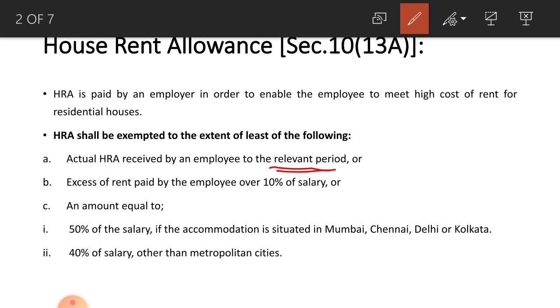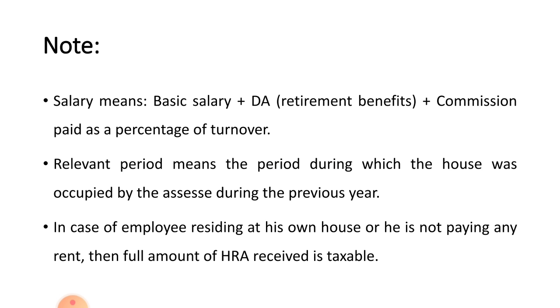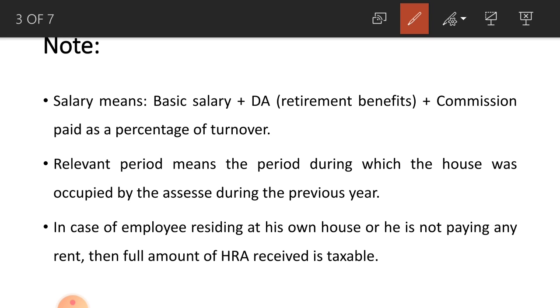Next one is excess of rent paid by the employee over 10% of salary, that is rent paid minus 10% of salary. Here salary includes basic salary plus DA if that DA is considered as retirement benefit. If DA is not considered as retirement benefit, you cannot consider DA for the purpose of salary. And commission paid as a percentage of turnover, that is percentage of sales.